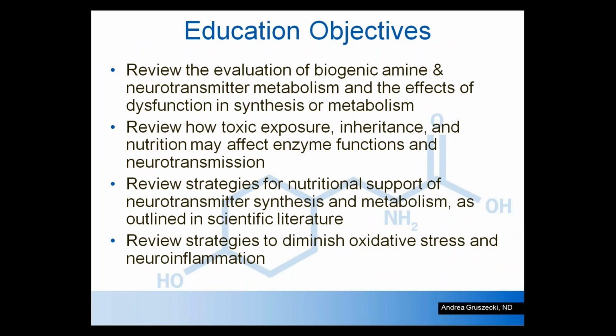So we've reviewed the evaluation of biogenic amines and neurotransmitters and the effects of dysfunction in synthesis or metabolism. We've reviewed how environmental exposures and inheritance may affect enzyme functions and neurotransmission, and we've reviewed strategies for nutritional support of neurotransmitter synthesis and metabolism as outlined in the scientific literature. And we've looked at a few strategies to help clinicians diminish oxidative stress and neuroinflammation in their patients and hopefully correct neurotransmission and enzyme function so that their patients can lead healthy, normal lives.